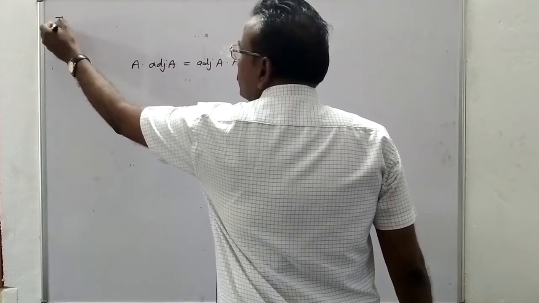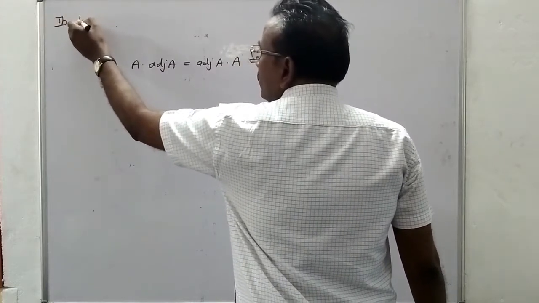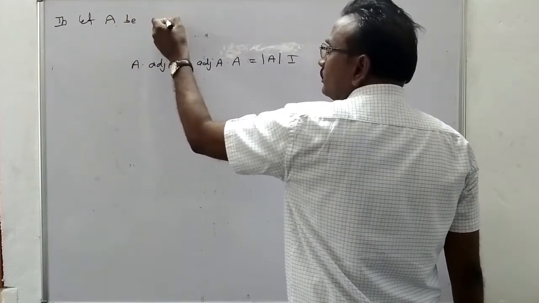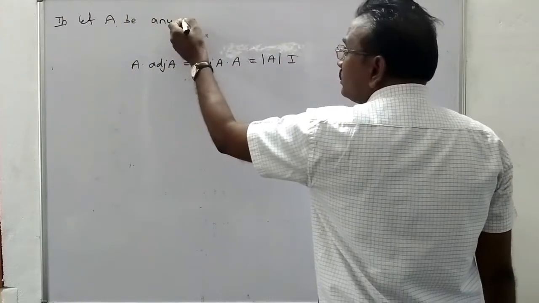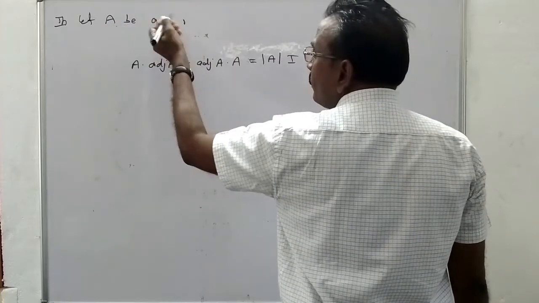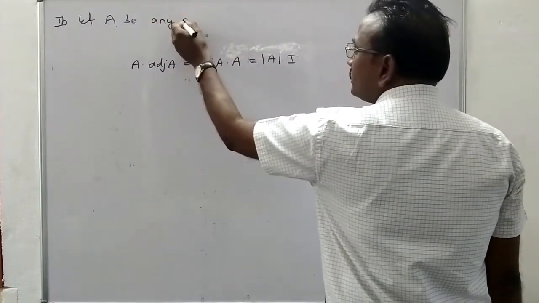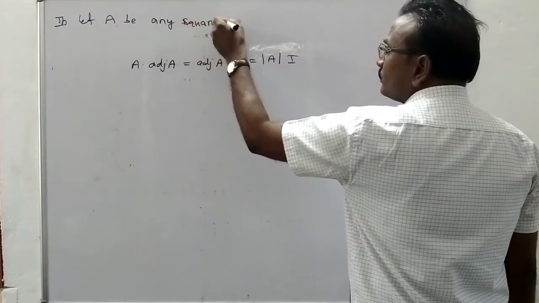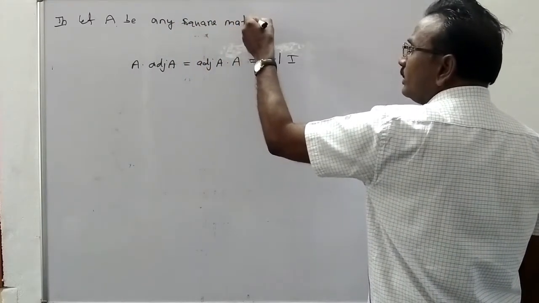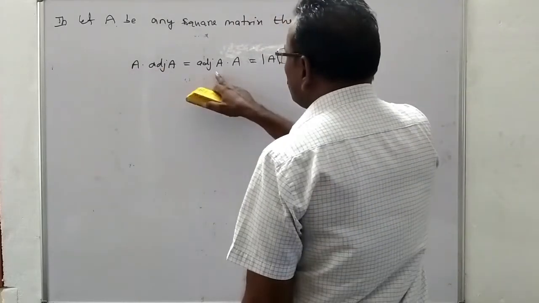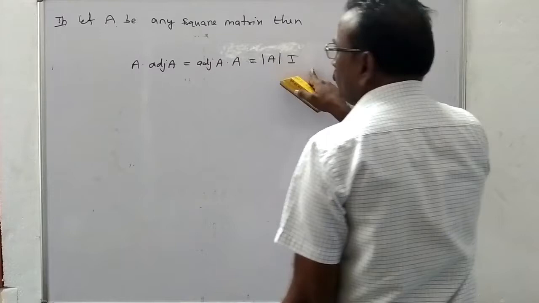So theorem: let A be any non-singular matrix, any square matrix, then A into adjoint A is equal to adjoint A into A is equal to determinant of A into I.